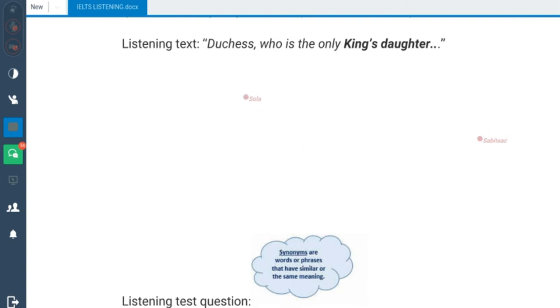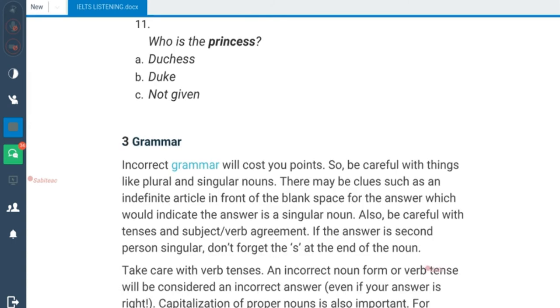The recording might say, Duchess, who is the only king's daughter. Then the question might say, who is the princess? Now, there are three options here. I hope you can see the question and the options. Which one do you think is the correct option? I'm asking you. I need you to tell me the option you think is correct from the example I've just given you. So which one do you think is correct?